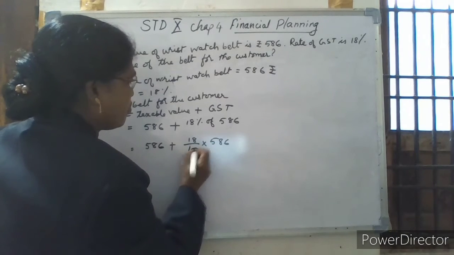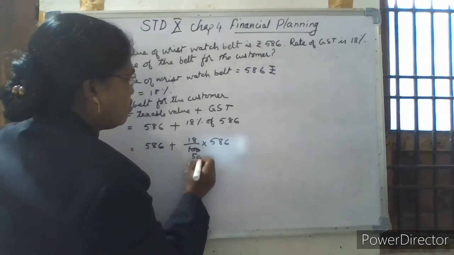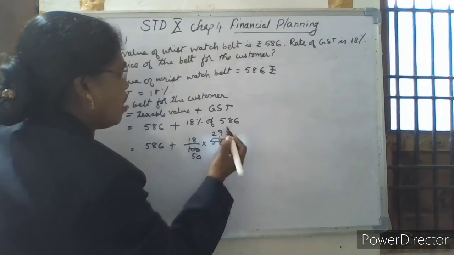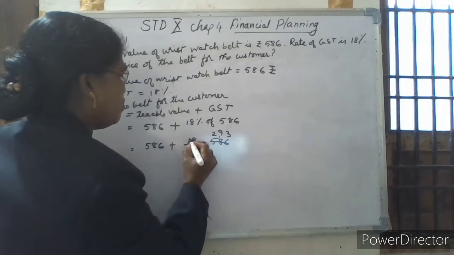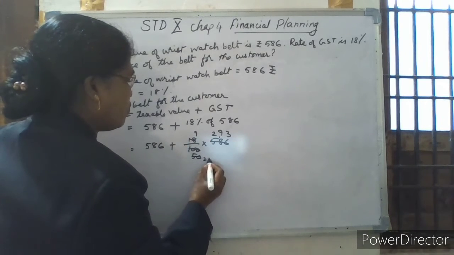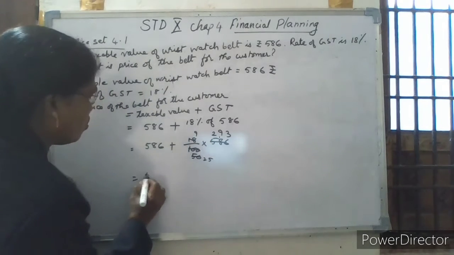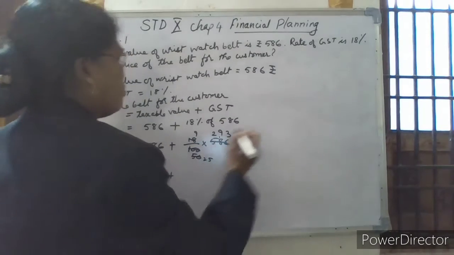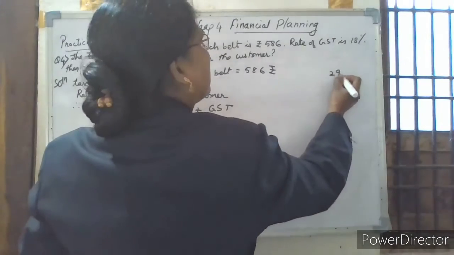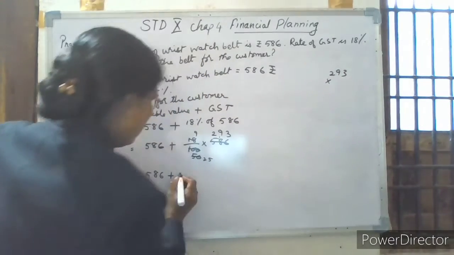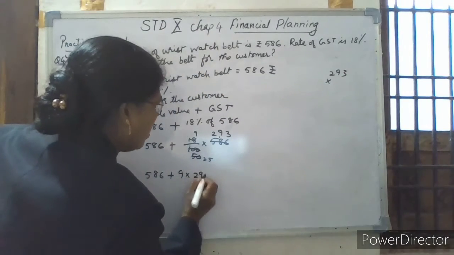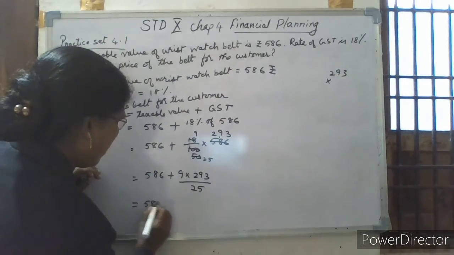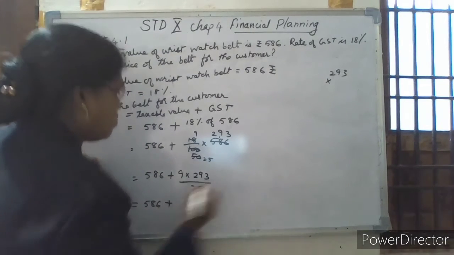2 5s are 10, 0, 2 2s are 4, carry 1, 2 9s are 18, 2 3s are 6. Here 2 9s are 18, 2 25, sir. Therefore, this is equal to 586 plus. Now we will multiply this one, that is 293 multiplied by 9. That is 9 multiplied by 293 divided by 25. So that is equal to 586 plus 9 multiplied by 9, sir.